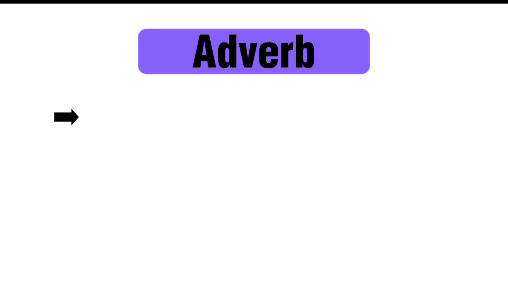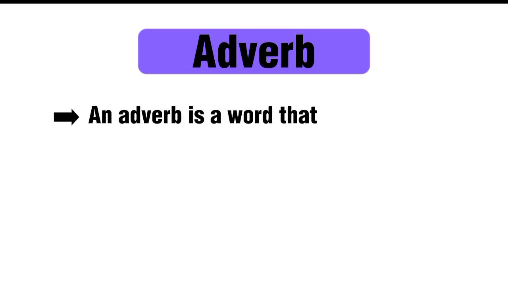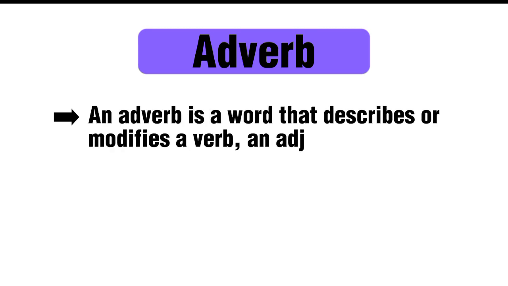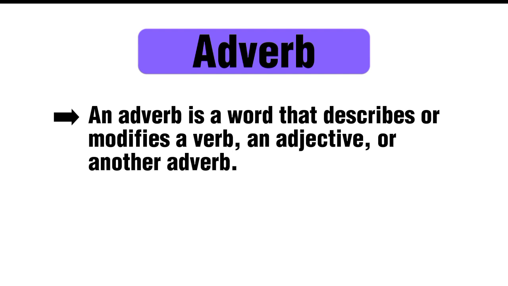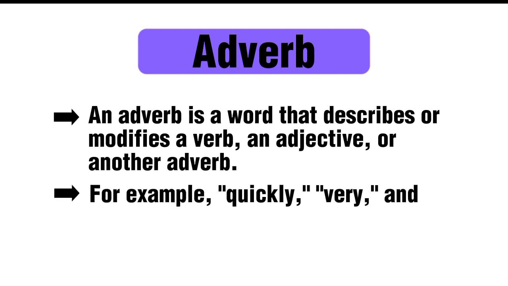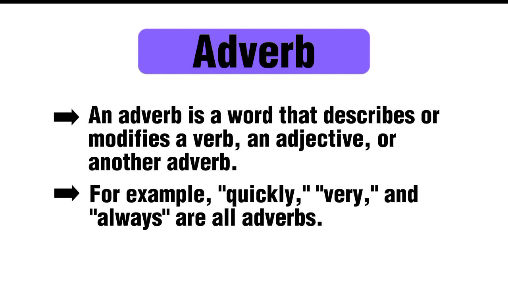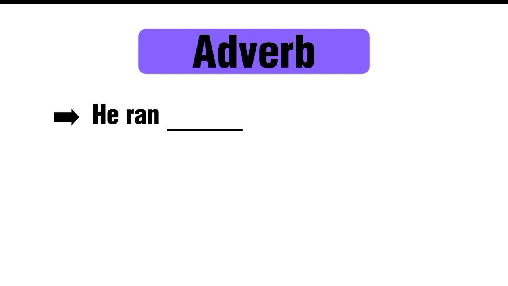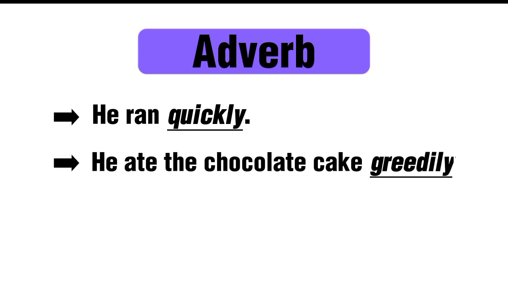Adverb. An adverb is a word that describes or modifies a verb, an adjective, or another adverb. For example, quickly, very, and always are all adverbs. He ran quickly. In this sentence, quickly is the adverb. He ate the chocolate cake greedily. In this sentence, greedily is the adverb.